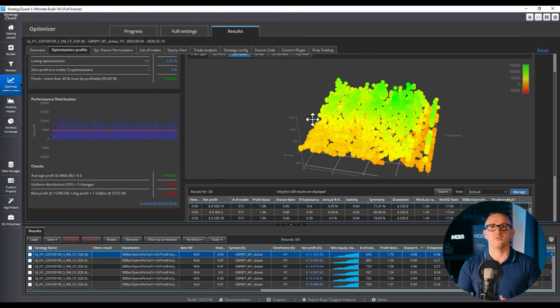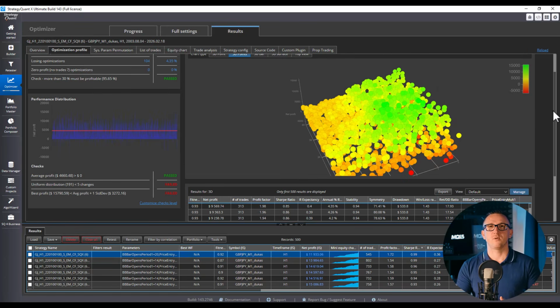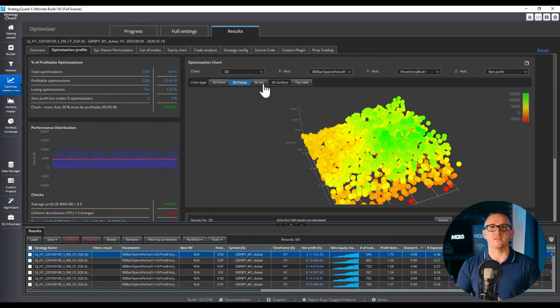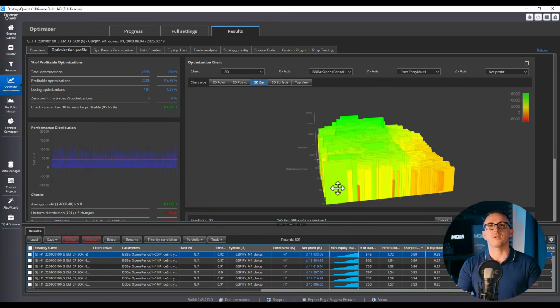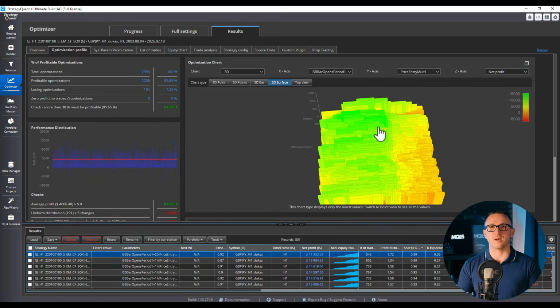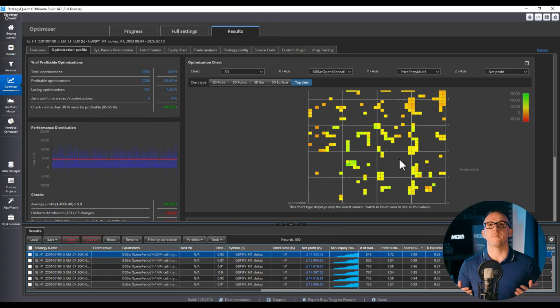Finally, I look at the 3D optimization chart. If I see smooth areas and wide plateaus, I feel comfortable. If I see sharp spikes, I know I am looking at something that can break easily in live trading. Most traders are attracted to spikes because they look impressive. Professionals look for plateaus because plateaus survive.